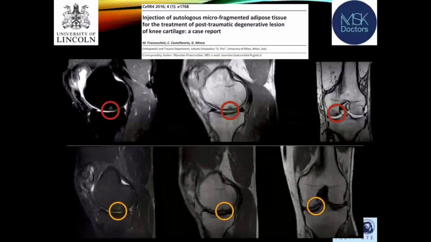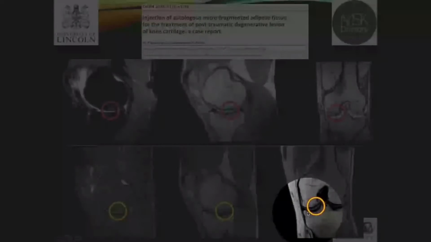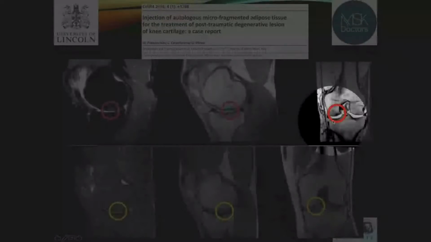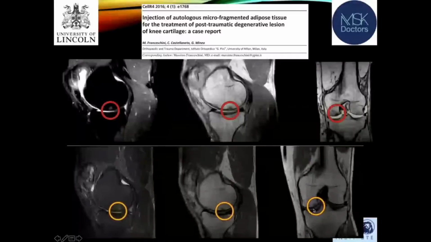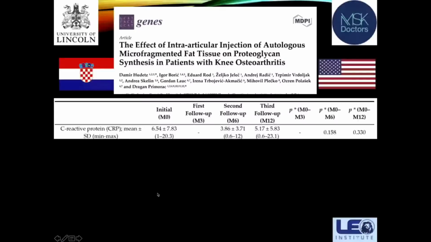Now, within this MRI scan, we can see there is increased bone turnover, increased signal within the cartilage, and there is a layer of substance that has formed. If you look at this one compared to this one, there's clearly a gap there, and something has happened there. Now, this is just one single case report from back in 2016, so you may say that could just be luck. Okay, then let's look at further studies.